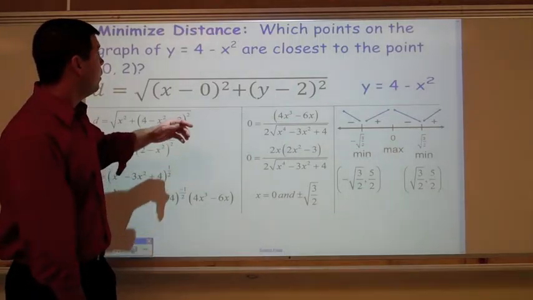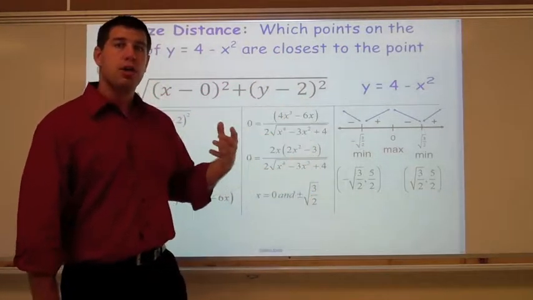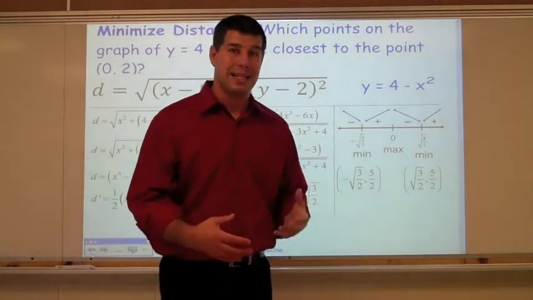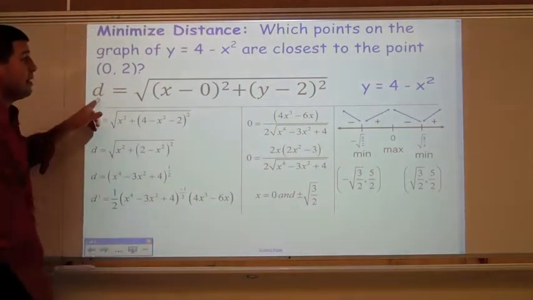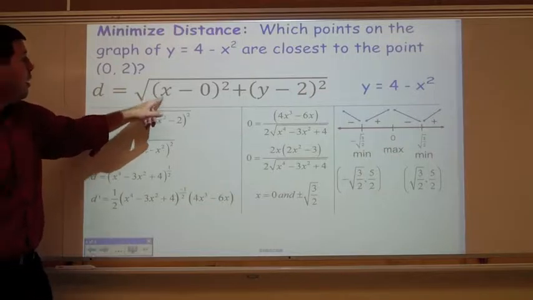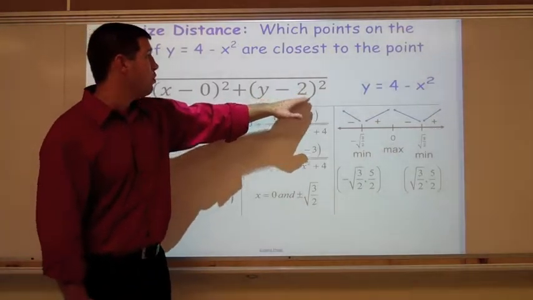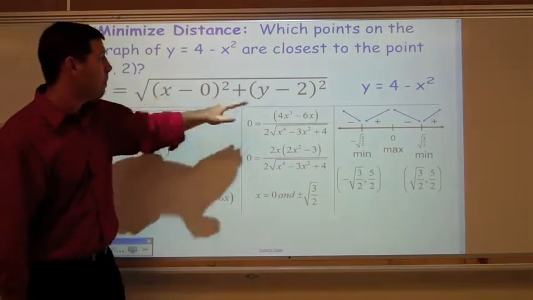You want to find closest to the point, so you want the minimal distance. So you're going to use your distance formula. Distance equals the square root of (x minus 0) squared plus (y minus 2) squared. That's the distance between (0, 2) and some point (x, y).